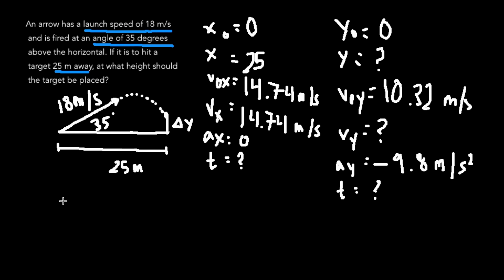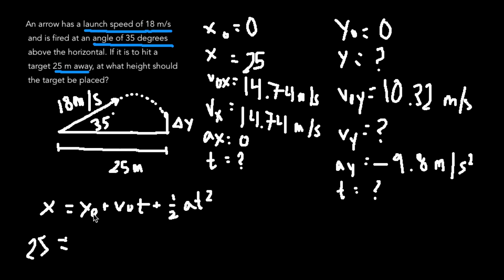and the equation that we can use is x is equal to x naught plus v naught t plus 1/2 a t squared. Okay? So we know that x final is 25, so we can put that right there.